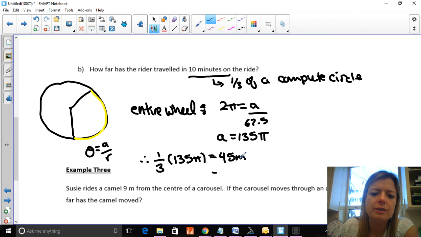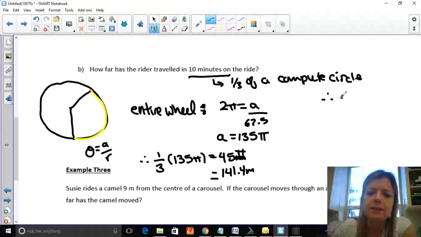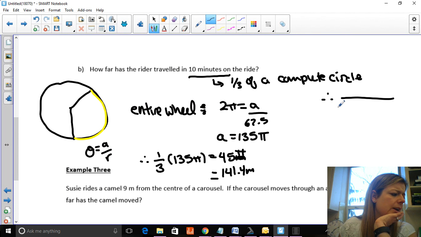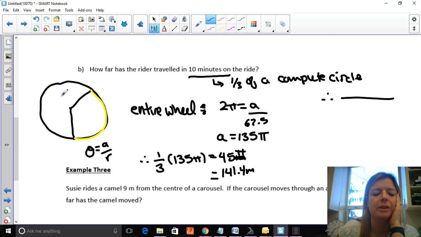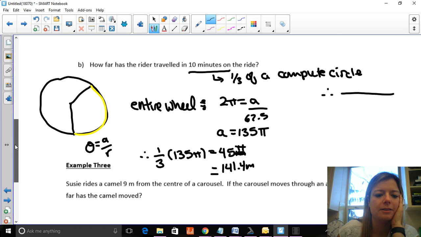Okay, and if you put this, 45 pi meters, or in decimals, 141.4 meters. So you can write a nice little therefore sentence with that. Okay, or, I mean, you can just find the circumference of the circle using pi d and just do 1/3 of that. That also will give you 141.4 meters.